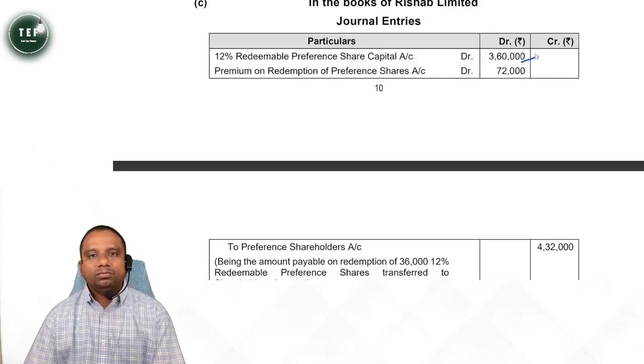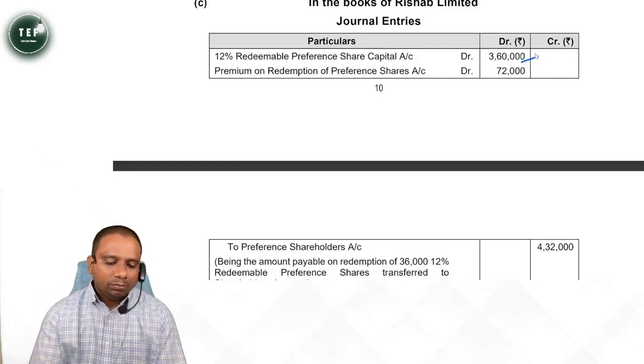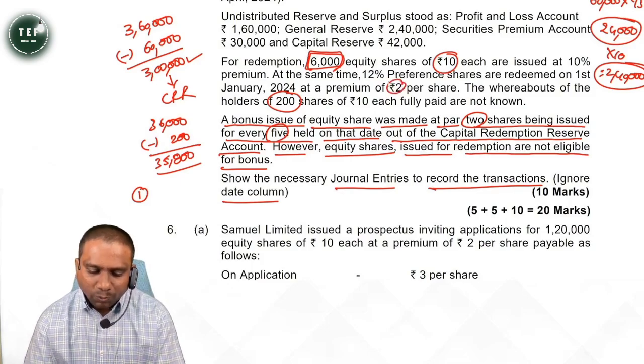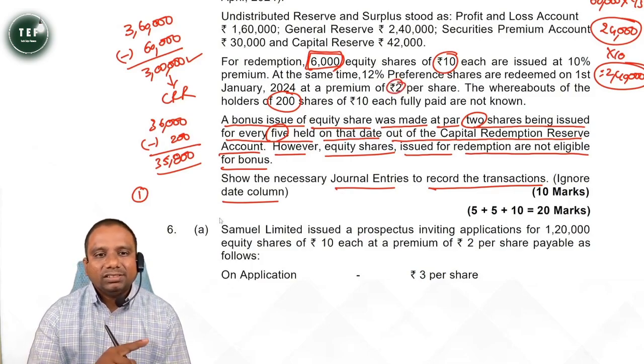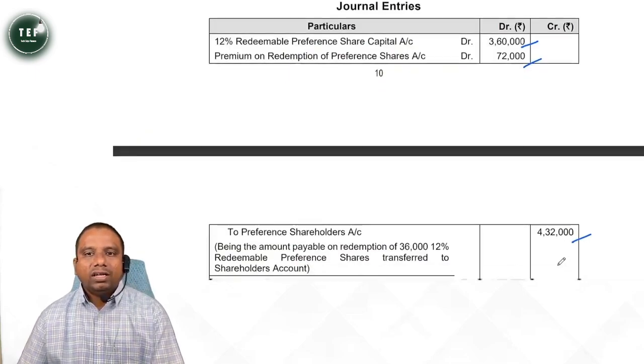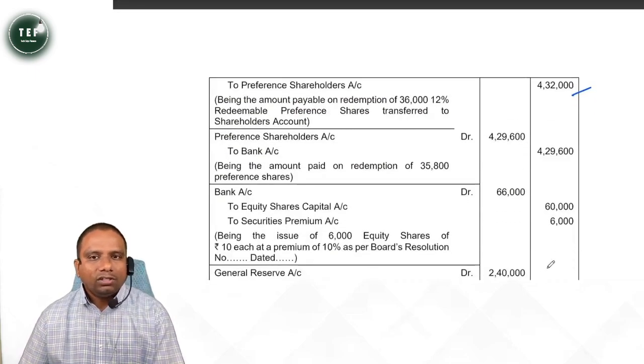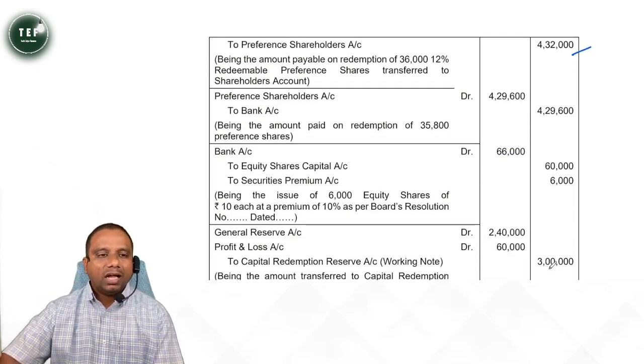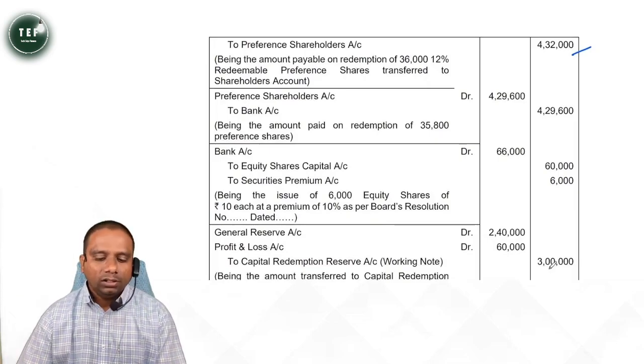3,60,000 we have to redeem. On that we are paying a premium, how much? Per share 2 rupees. 36,000 shares into 2, 72,000. Total amount payable 4,32,000. After that, arrange sources and follow the Companies Act rules.